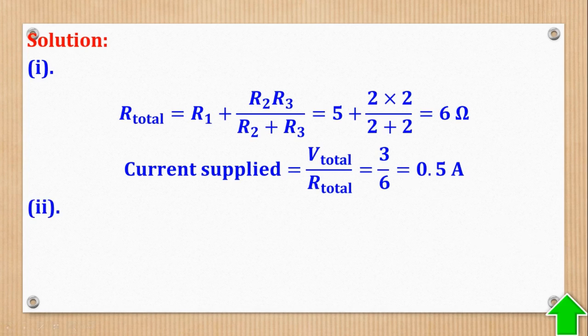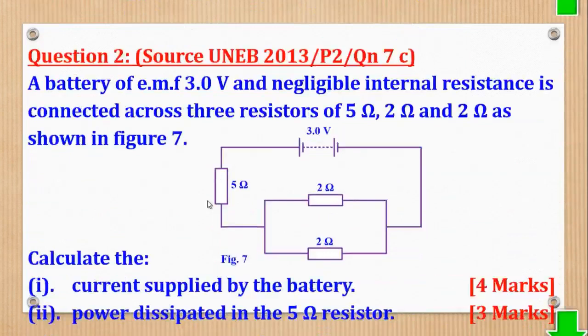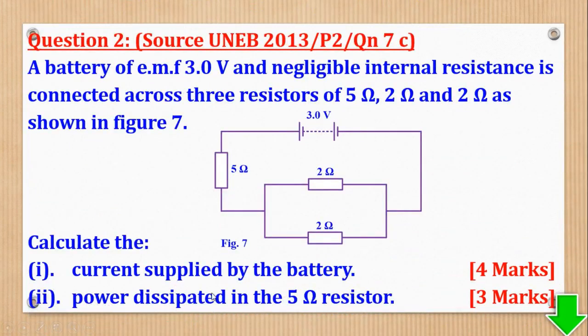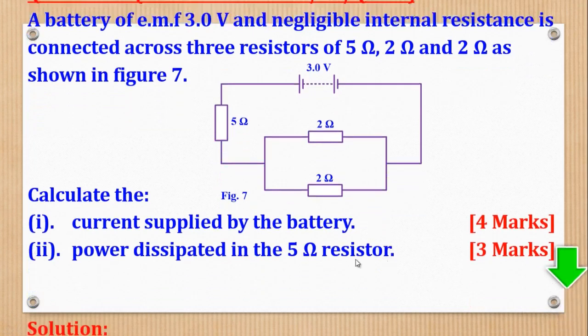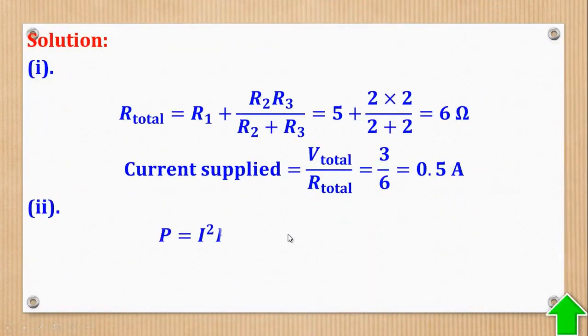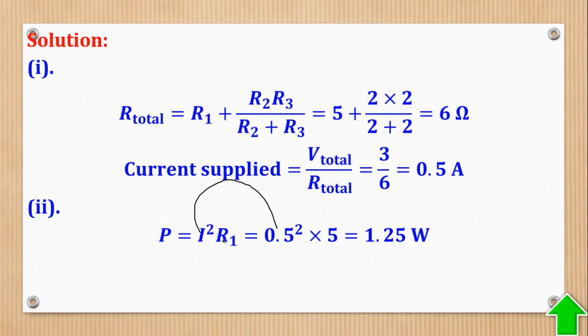Then Roman 2, the power dissipated in the 5 ohm resistor. So for the 5 ohm resistor, the current going through it is the total current. Therefore, you say that P is equal to I squared R. The current we use is the total current, and the resistance is the resistance which was given in the question, and it gives you 1.25 watts.